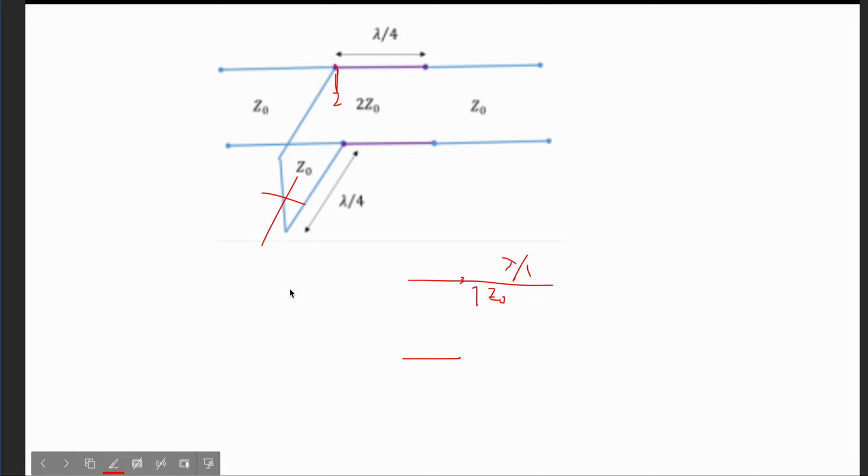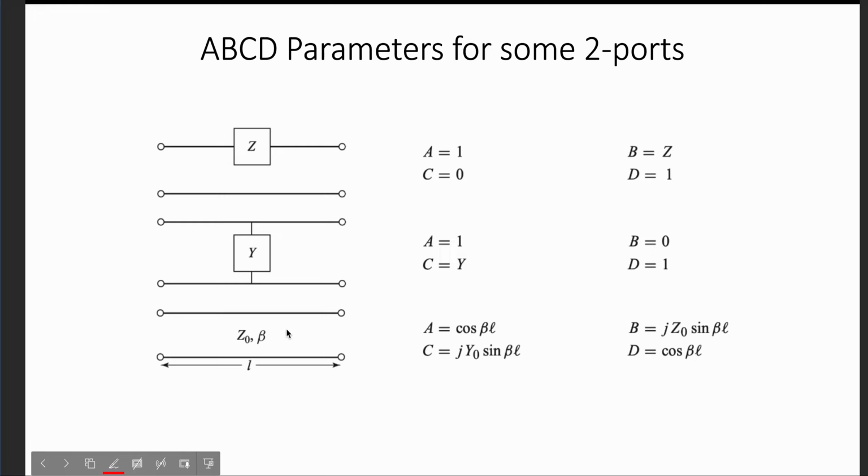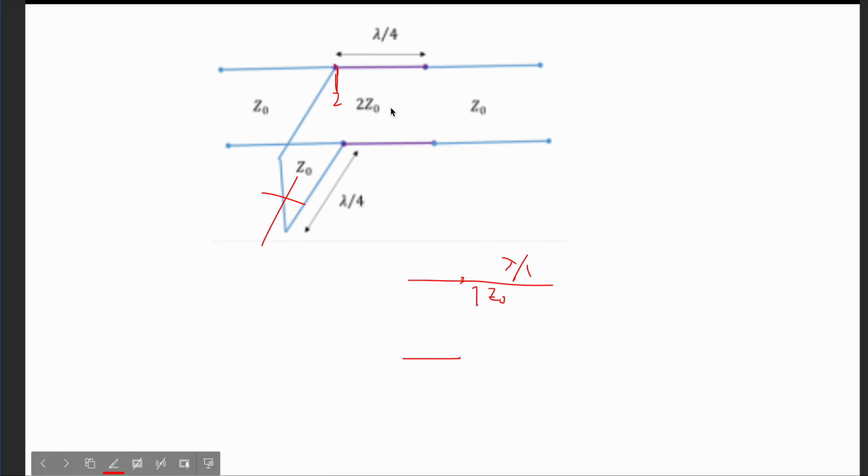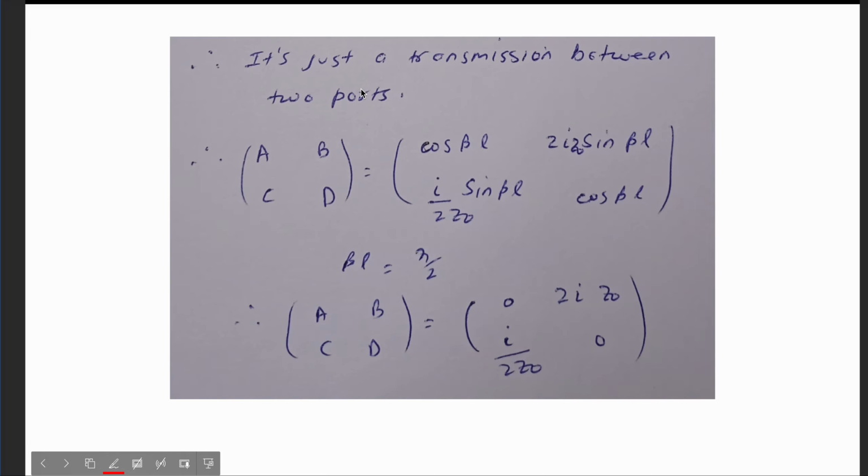So whenever you see a lambda by 4 stub, try to calculate the input impedance, and if it's coming infinity, that means an open circuit, it's not even there. The transmission line will see nothing, so it's a standard problem: a transmission line between two ports, and you have already learned the ABCD formula in class. It's just that your Z naught is now 2Z naught, because this has a characteristic impedance of 2Z naught, and your length is lambda by 4. Now you can just put in the values.